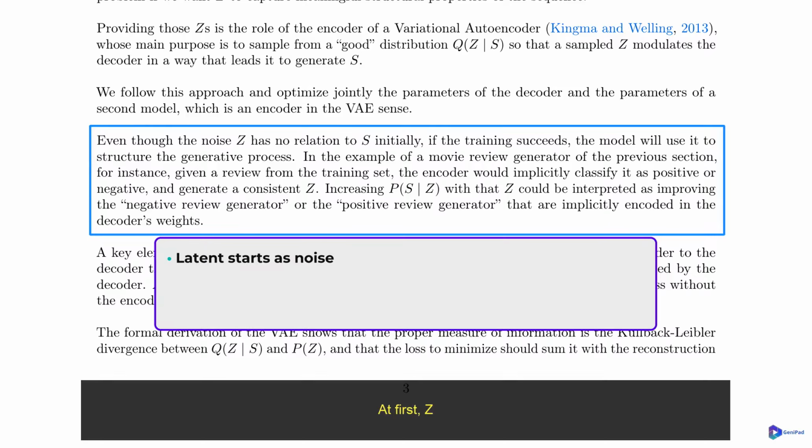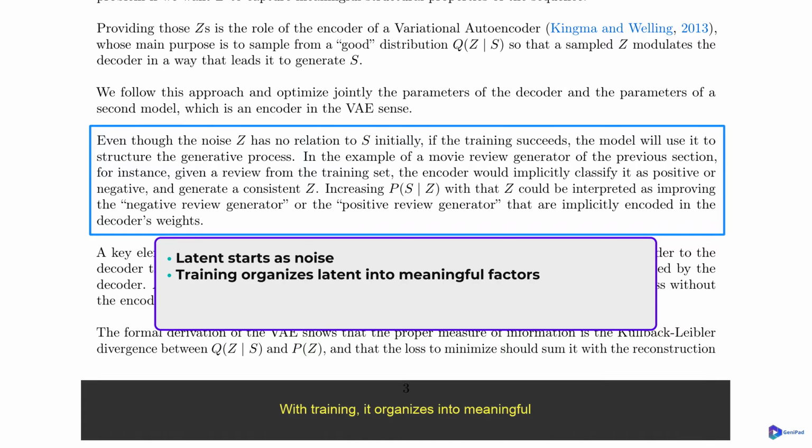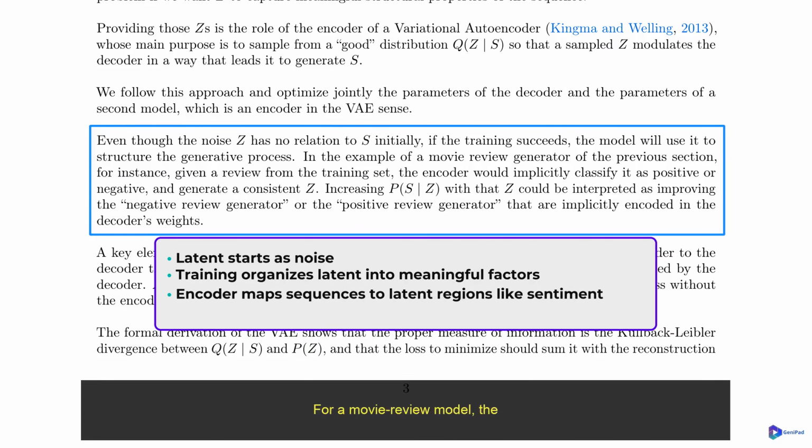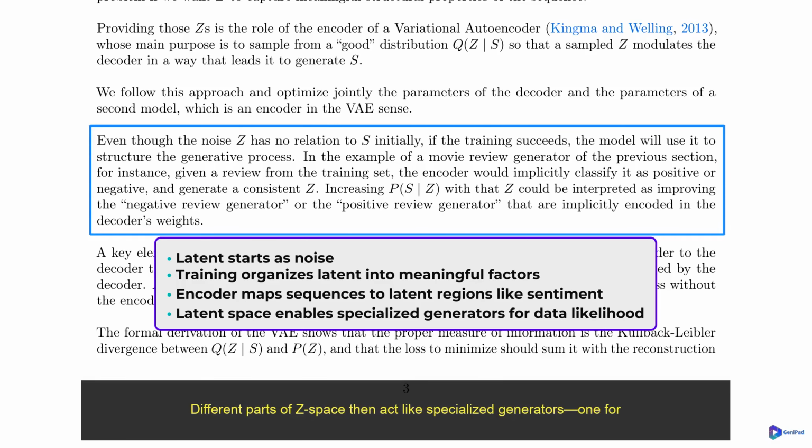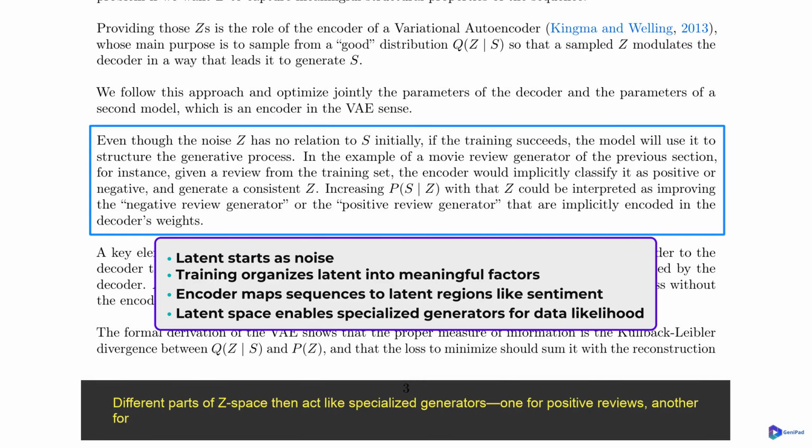At first, Z is just noise. With training, it organizes into meaningful factors. For a movie review model, the encoder may implicitly map a review to a region of Z corresponding to positive or negative sentiment. Different parts of Z-space then act like specialized generators, one for positive reviews, another for negative, raising the likelihood of the observed data.